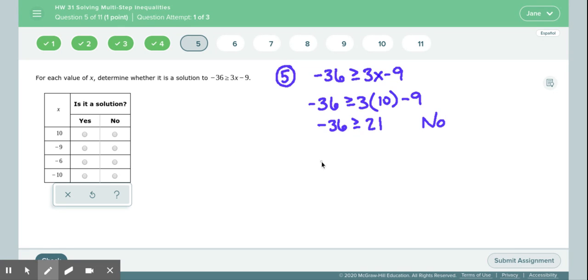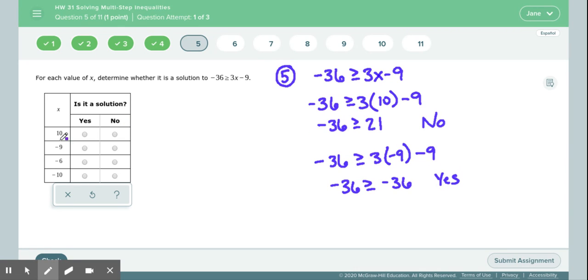So let me do -9. This gives me -36 is greater than or equal to 3 times, in parentheses, I'll replace x with -9, and then minus 9. So my left side stays the same, but on my right-hand side, I can use Desmos. 3 times -9 is -27. And -27 minus 9 would be -36. So is -36 greater than -36? No, but -36 is equal to -36, which makes it a true statement. So this would be a yes.